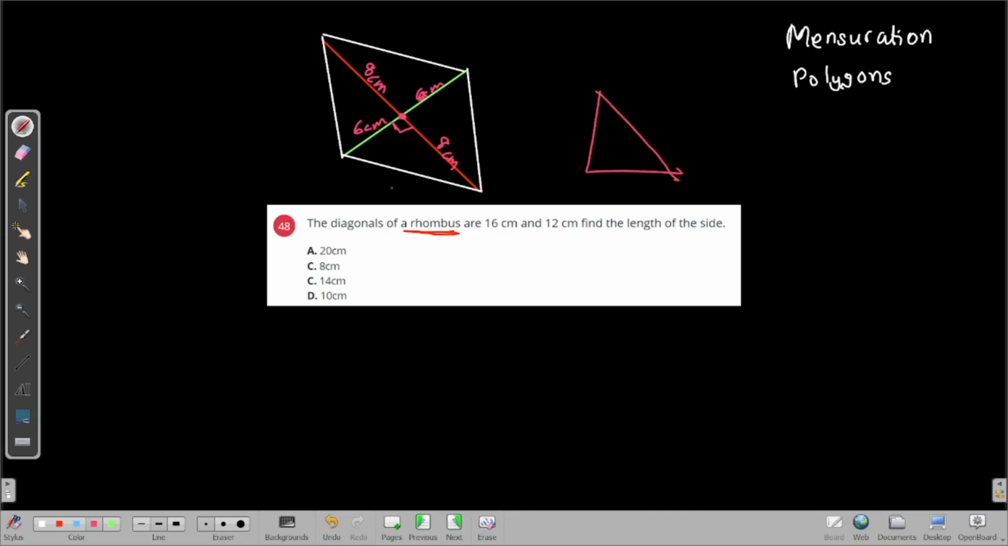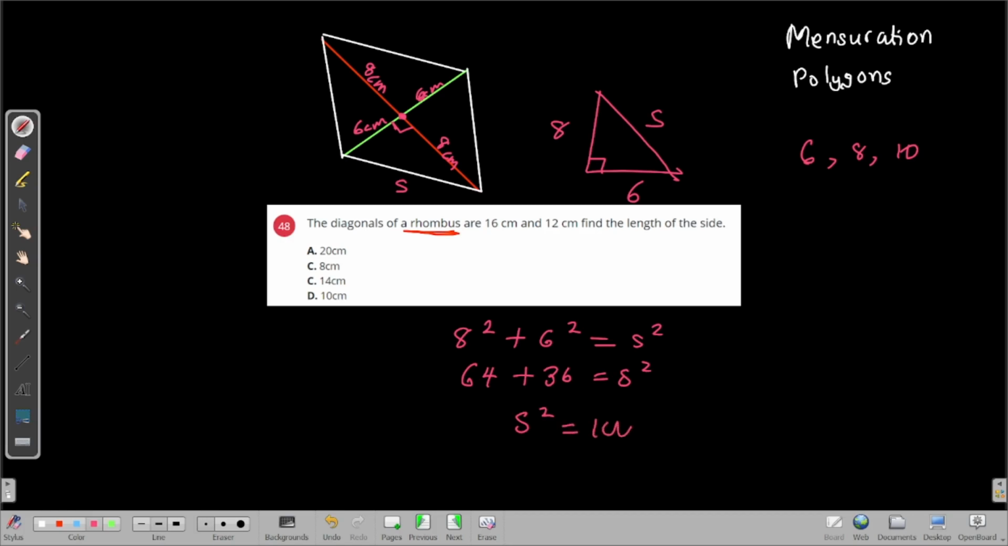This is the side here. So it's 8 and 6. Use Pythagoras theorem. I hope you know that this is a Pythagorean triple. 6, 8, 10 is a Pythagorean triple. So the answer is 10. You don't even need to calculate that if you already know that it is a Pythagorean triple. So that's option D.